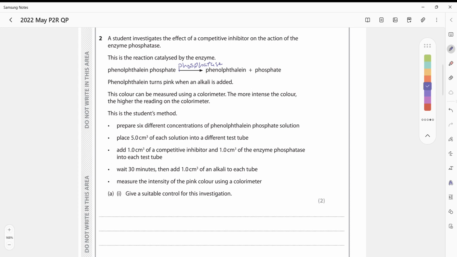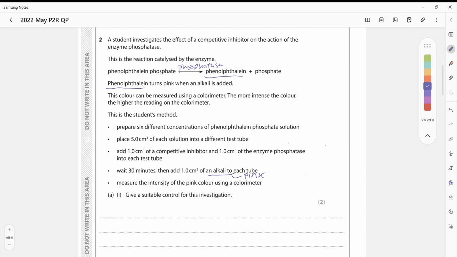Prepare 6 different concentrations of phenolphthalein phosphate solution. Place 5 cm³ of each solution into a different test tube. Add 1 cm³ of the competitive inhibitor and 1 cm³ of the enzyme. Wait 30 minutes, then add 1 cm³ of the alkali to each tube. So the alkali is responsible for turning it pink. So it turns pink when in the presence of phenolphthalein, which is the product here. So this plus the alkali makes it pink. Then measure the intensity of the pink color using a colorimeter.